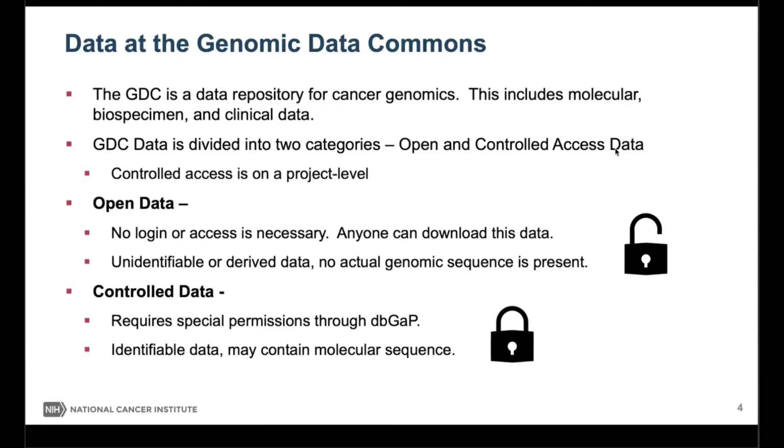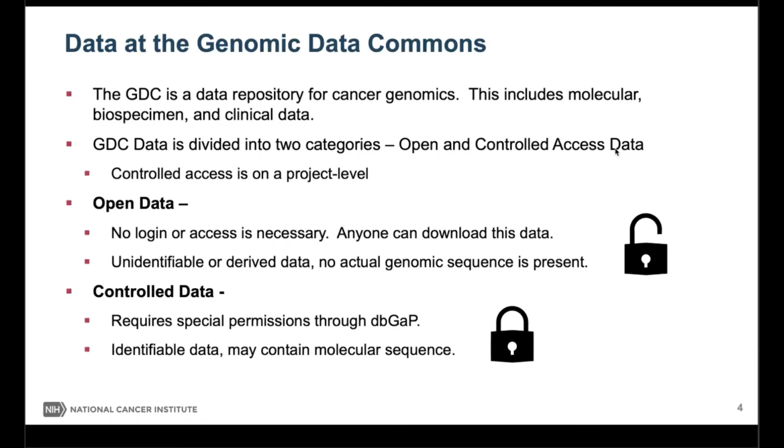For the open data in the GDC, there is no login or special access that is necessary. Anyone can download the data. You don't need to log in. You can go right onto the GDC website, click download, and get whatever data that's open you would like. This usually corresponds to data that is unidentifiable or derived so that no actual genomic sequence is present. And typically it's so that subjects can't be reverse engineered and identified based on this information.